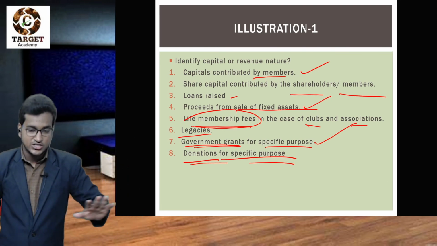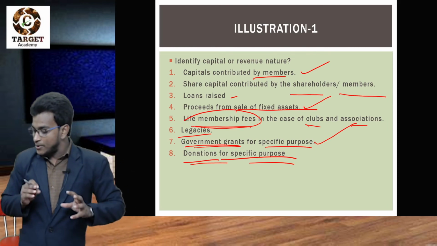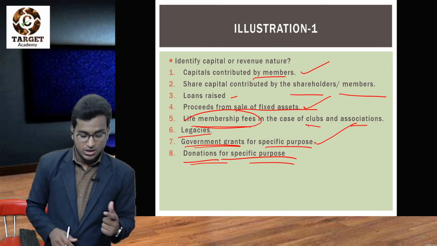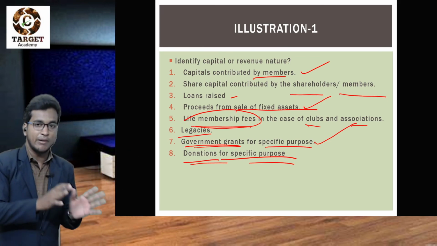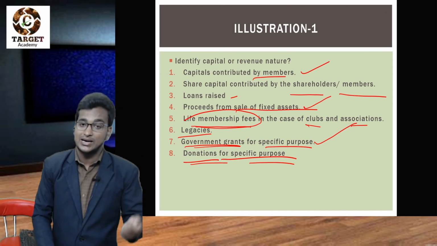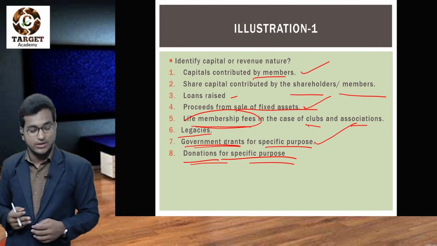Let me revise all the 8 examples. Example number 1, whatever capital is contributed by the members or shareholders is called a capital receipt. Point number 2 is the same. Point number 3, a loan raised from a particular bank. Raising a loan from a bank is a capital receipt because my normal activity is not to raise a loan from the bank.